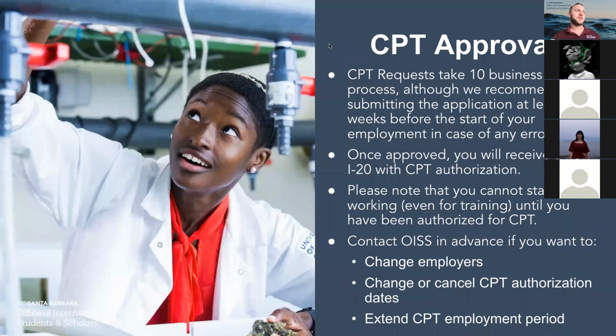So CPT does take, as I mentioned before, 10 business days to process. Once approved, you will receive a new I-20 with CPT authorization. You cannot start working until you've actually received this I-20. So even if you have submitted a CPT request, especially if you submitted it in under that 10 business day time frame, maybe you submit it 5 business days before you're supposed to start working, you're not automatically authorized just because you submit the request. You do need to wait for that new I-20.